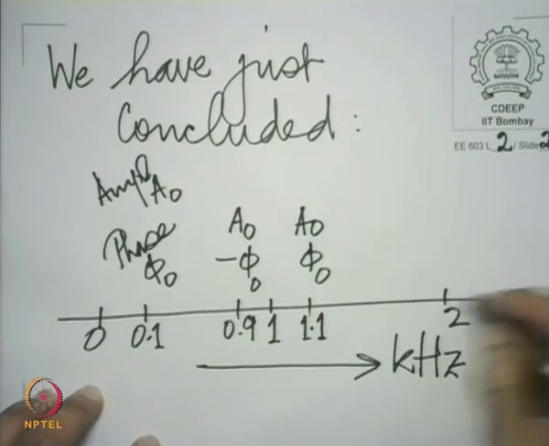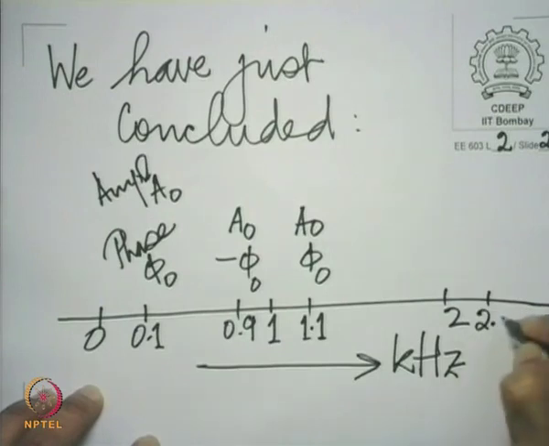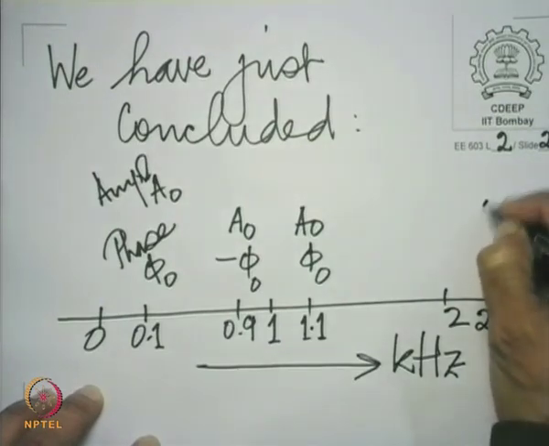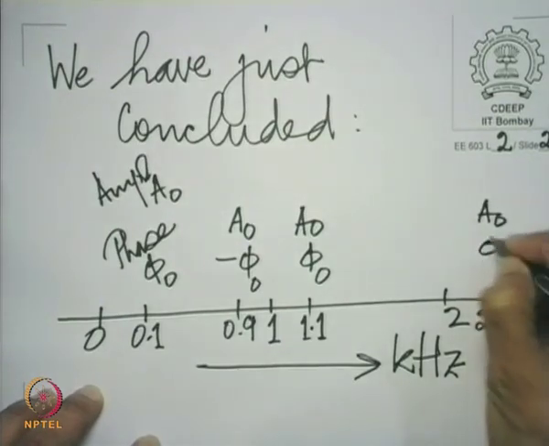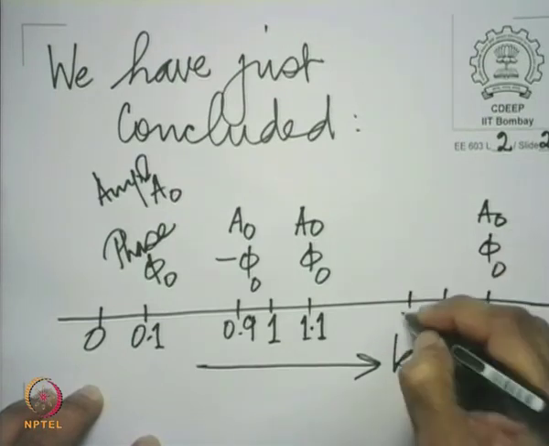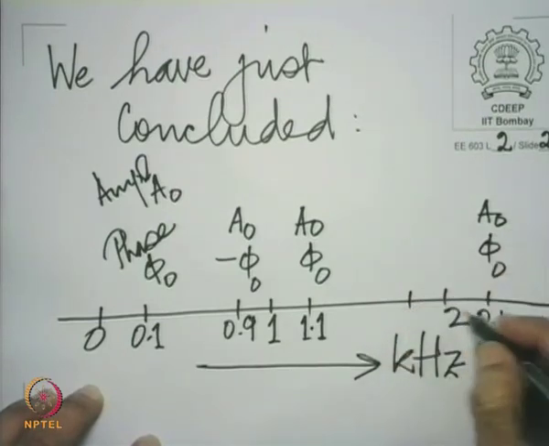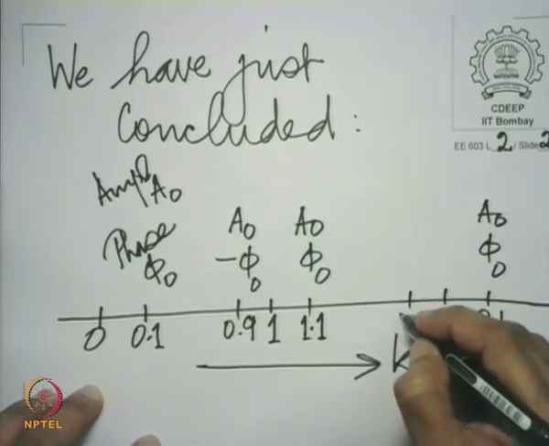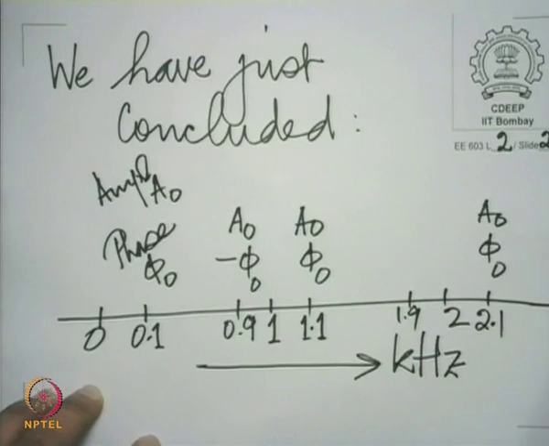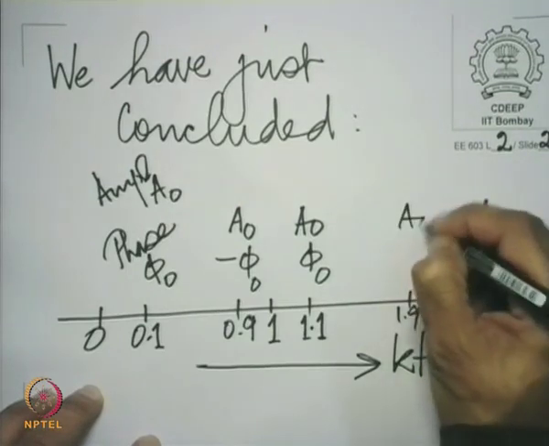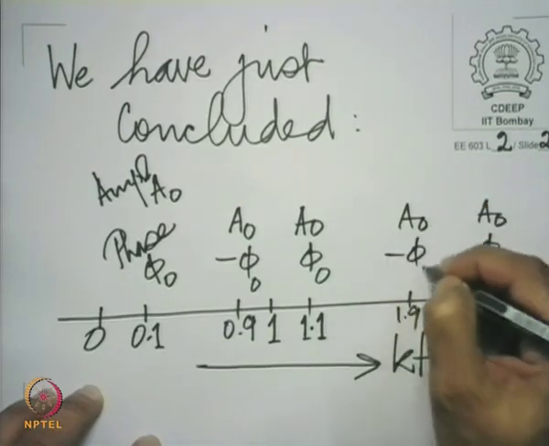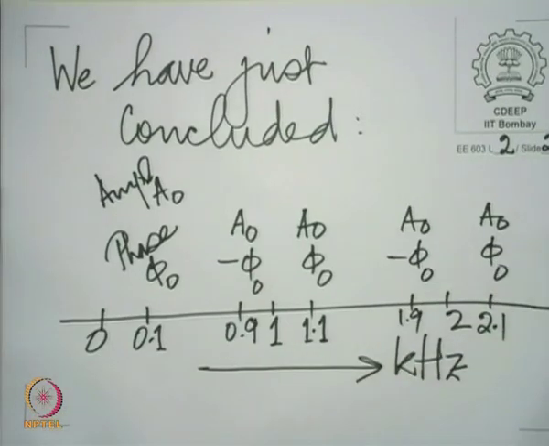It could equally well have come from a sinusoid of frequency 2.1 with an amplitude of a naught and a phase of phi naught, or it could have come from a sine wave of frequency 2 minus 0.1, which is 1.9 kilohertz, with an amplitude of a naught, but a phase again, mind you, of minus phi naught, and this pattern is repeated.